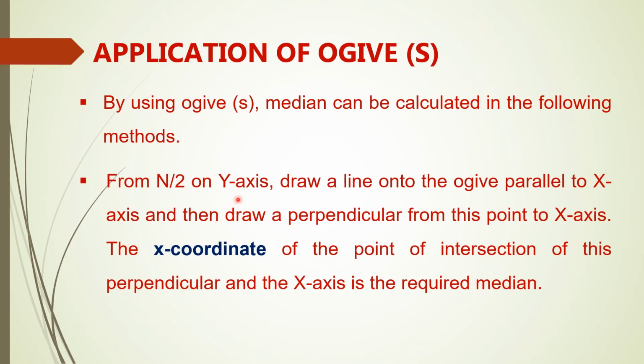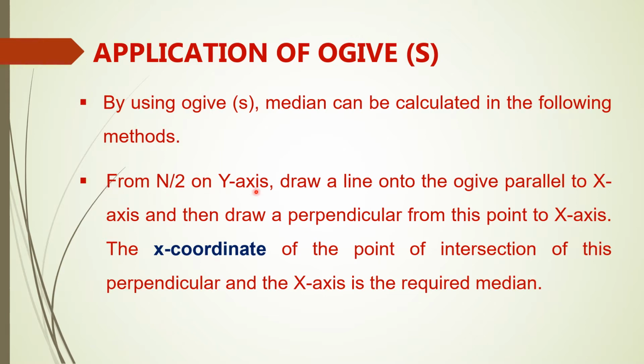From n by 2 on the y-axis, draw a line parallel to the x-axis onto the ogive, and then draw a perpendicular from this point to the x-axis. In this method, you can use either the less than ogive or the more than ogive. To apply this method, you have to construct the ogive first. It can be either less than ogive or more than ogive.